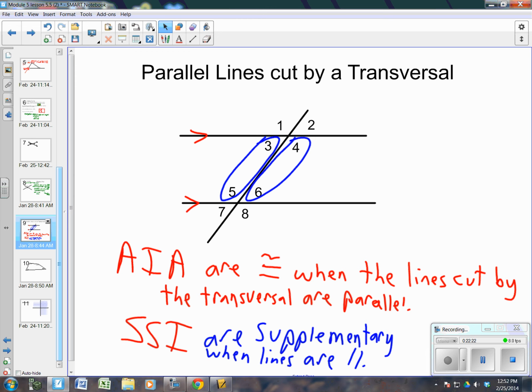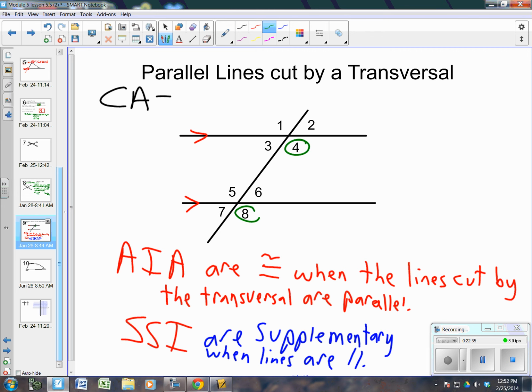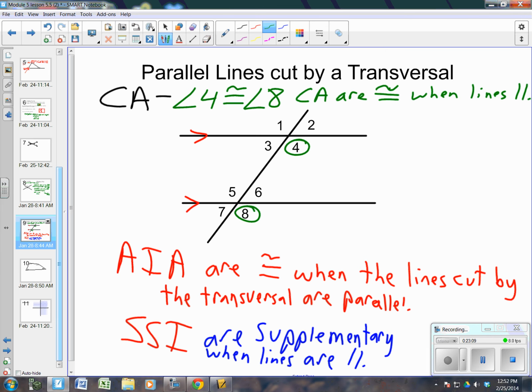Okay, let's talk about the last one, corresponding angles. CA, corresponding angles. What do you think about corresponding angles? Like 4 and 8. Angle 4 and angle 8. Think they're congruent? If you think about this, you guys, 4 and 8 are congruent because they're in the same spot in different intersections, but since those lines are parallel, this line's cutting through them at the same angle. So 4 and 8 are congruent. So corresponding angles are congruent when lines are parallel. I'm going to put the parallel mark. Okay, when lines are parallel.